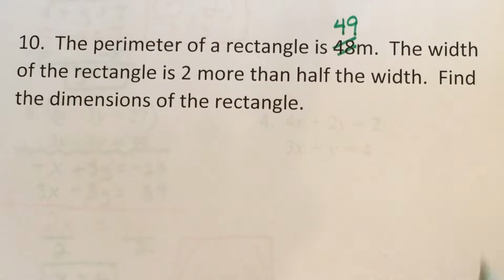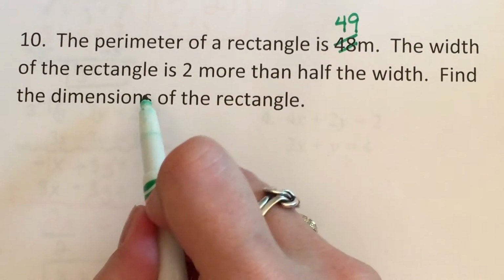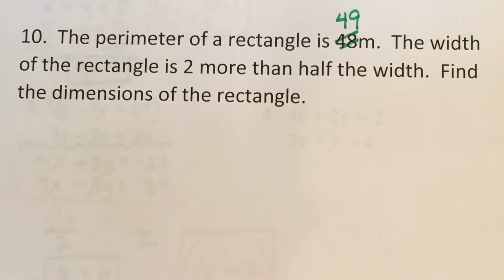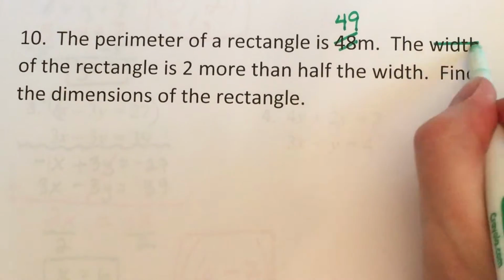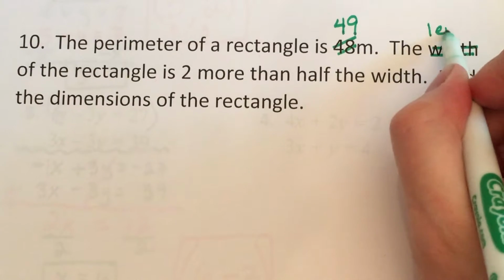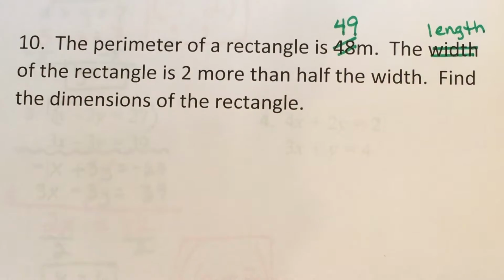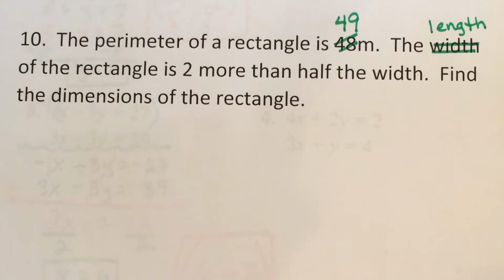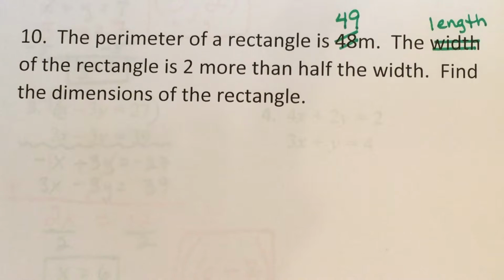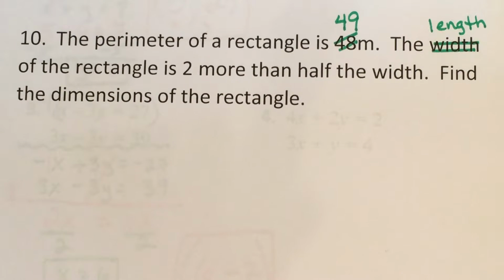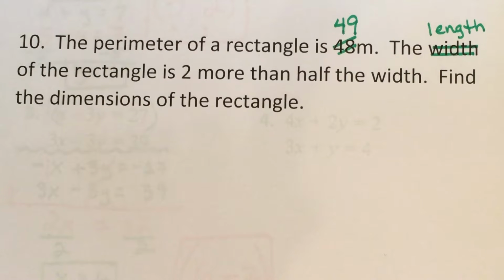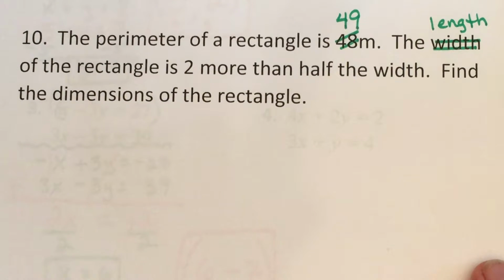Great. Now, it says the width of the rectangle is 2 more than half the width. Let's change this to length. The length of a rectangle is 2 more than half the width. Now we are ready to go solve. Let's go write this and figure out how to do to be successful.